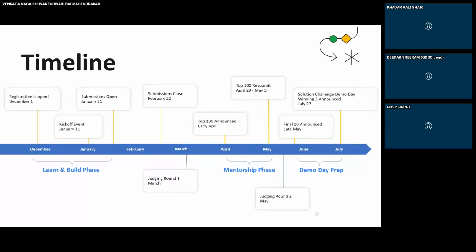For the project idea submission, the starting date is January 21st. From that date, you can submit your project ideas. Submission closes on February 22nd, and the judging round will start from March. In between, there is design, discover, and development, with invitations to the regional boot camps conducted by GDSC India. Only some of the teams will be encouraged to go there, decided by the GDSC India team. The top 100 will be announced in April, the judging round in May, and finally the solution challenge will end on July 27th. I hope everyone is clear with the timeline.